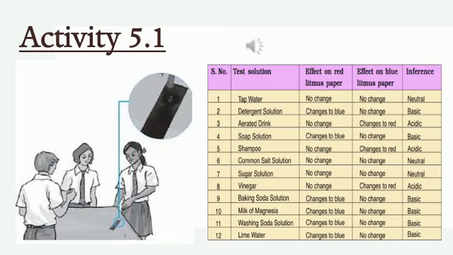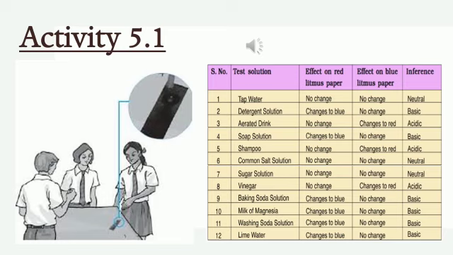Okay. And next, detergent solution. Red litmus paper changes to blue. That means, inference in the sense, what is your observation? What is the observation and conclusion, the result? That means detergent solution is basic in nature, that are said to be bases.